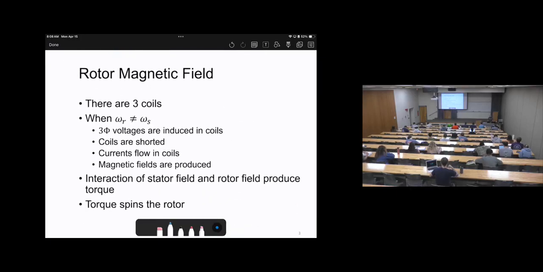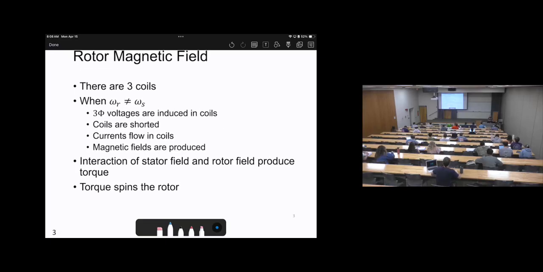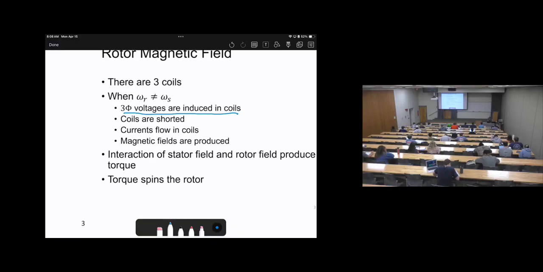So in summary, we have 3 coils, because it is 3-phase. Then, when omega r does not equal omega s, which means the rotor does not equal the stator, or in other words, the rotor does not equal the synchronous speed, 3-phase voltages are induced in the coils, because the coils, as I showed you, are shorted. And there will be current flowing through the coils.